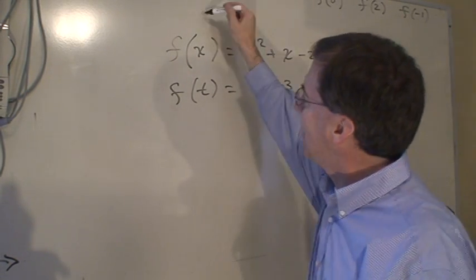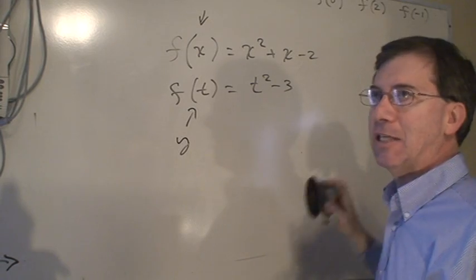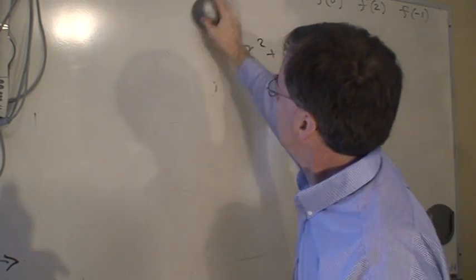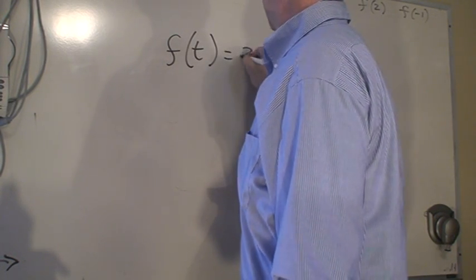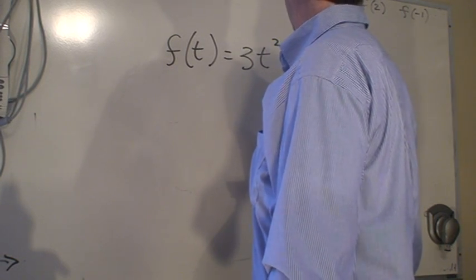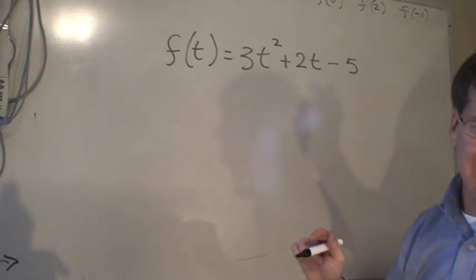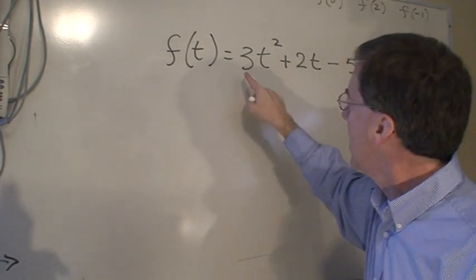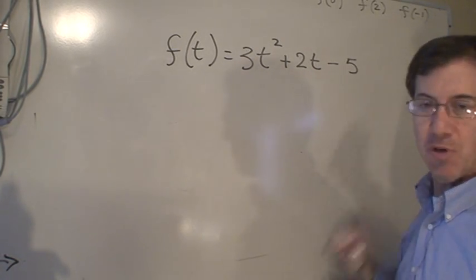But in actuality, these f of x, f of t, it's just like having a y there. It's a machine of sorts that we plug things into. And let me show you how that works. Let's say I have an example. Let's say I have f of t equals 3t squared plus 2t minus 5. What this is basically is a machine, okay? What it does is if I drop something into it, it will take it and square it, multiply it by 3, add 2 times t, and then subtract 5.